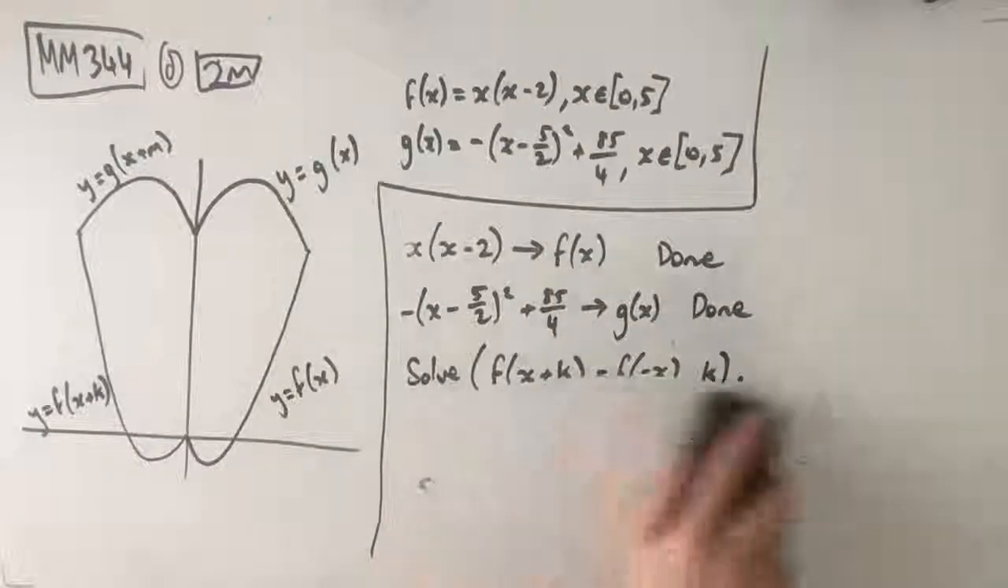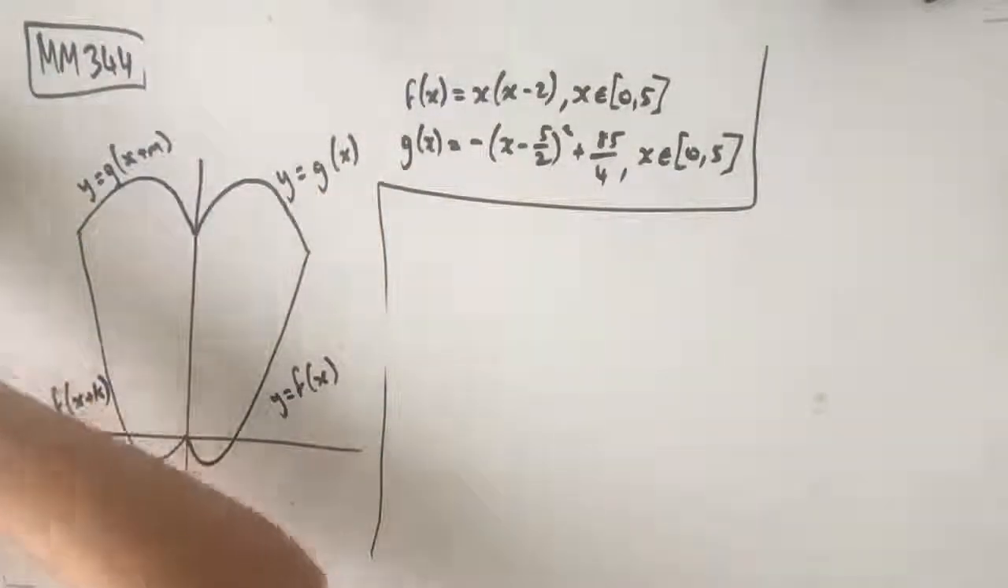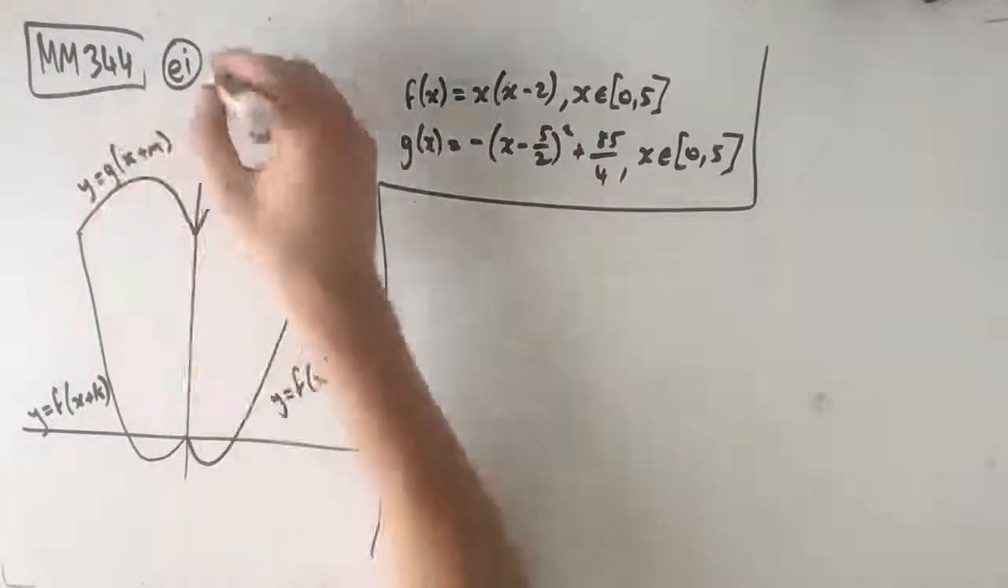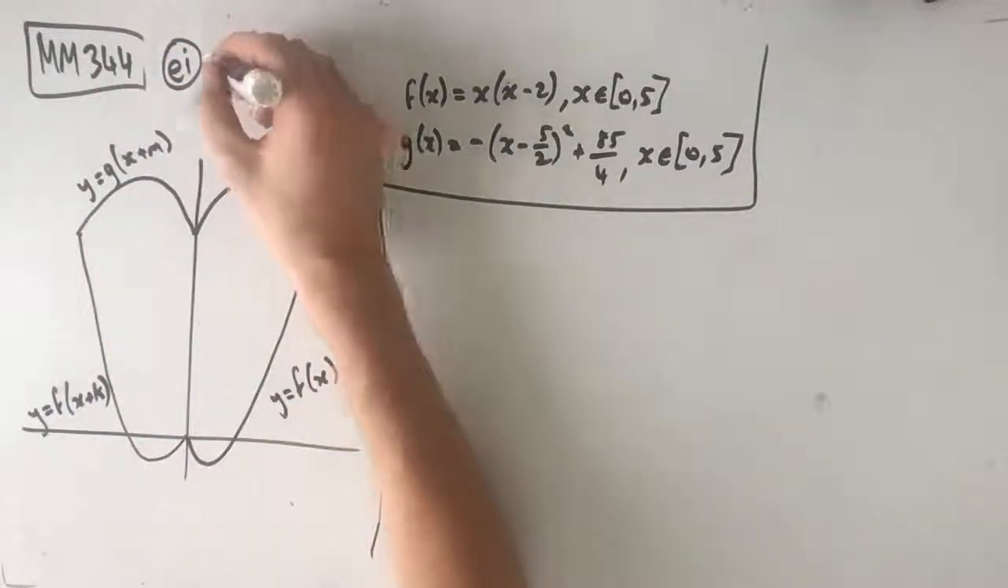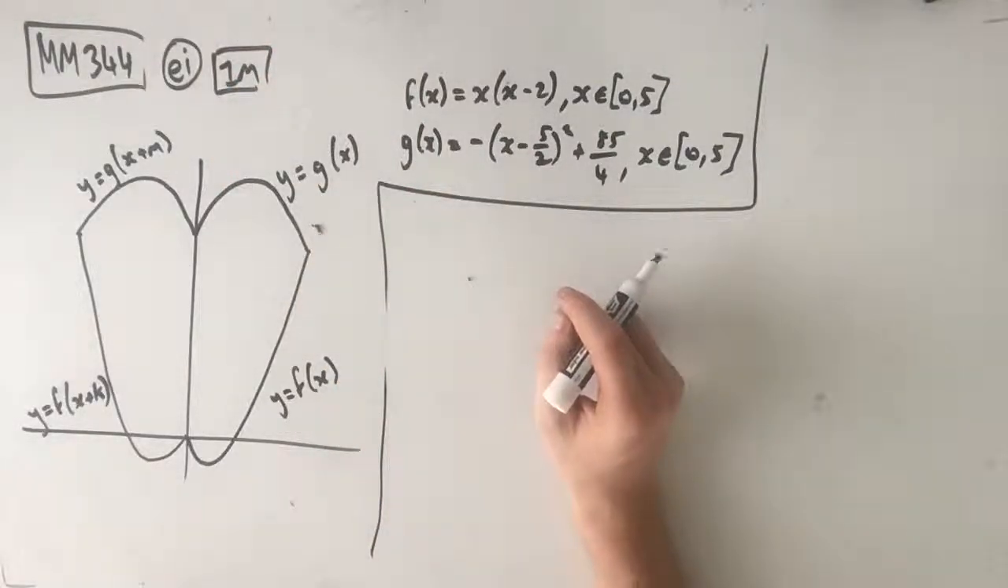Part E I is simply a 1-mark question and is pretty straightforward. This is designed to be a bit of a simpler question. 1 mark. And it says, find the maximum wingspan of a golden-faced butterfly correct to the nearest millimeter.